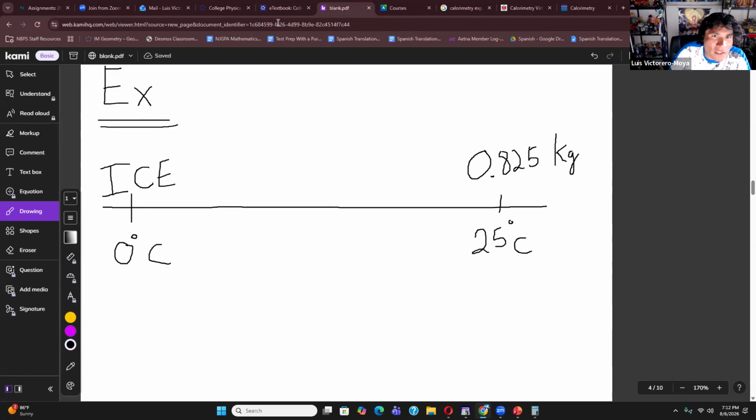And the ice is 75 grams, 0.075 kilograms. So this is gonna melt, it's gonna heat up, and it's gonna reach a temperature of equilibrium, T. You wanna find this. All right, guys, how do you draw this?